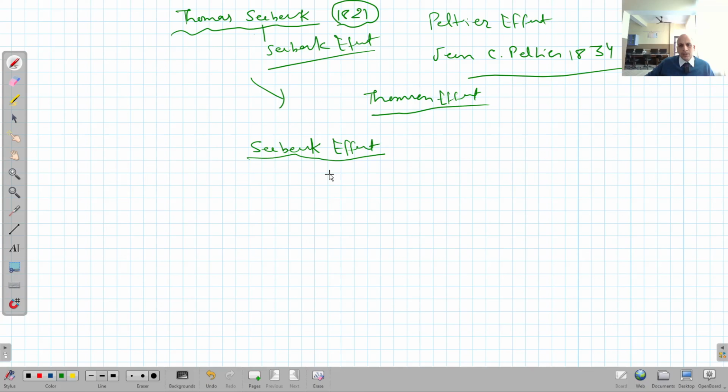Before going into the discussion of the Seebeck effect, first of all we will understand what a thermocouple is. A thermocouple is basically a combination of two different metals. If we have two different metals and I join these two metals at their ends, then this entire arrangement is called a thermocouple. And the two ends where these two metals have been joined are called junctions, right?